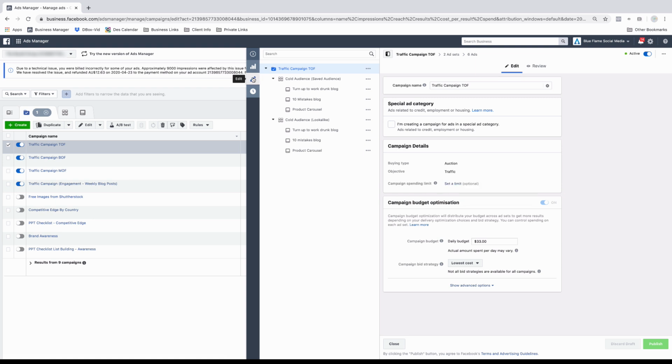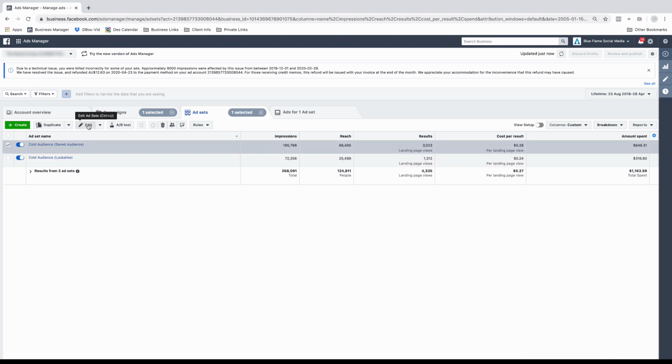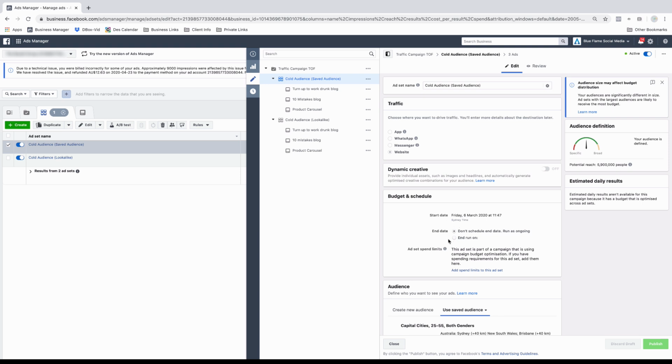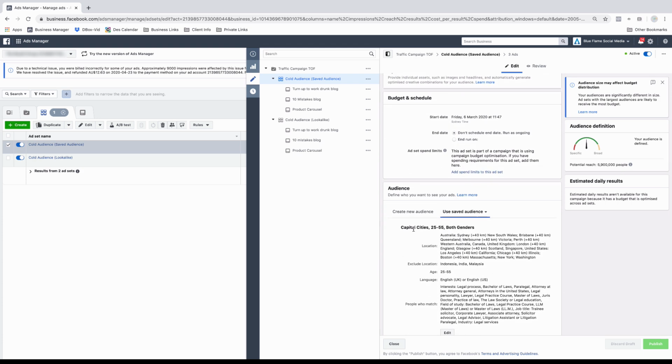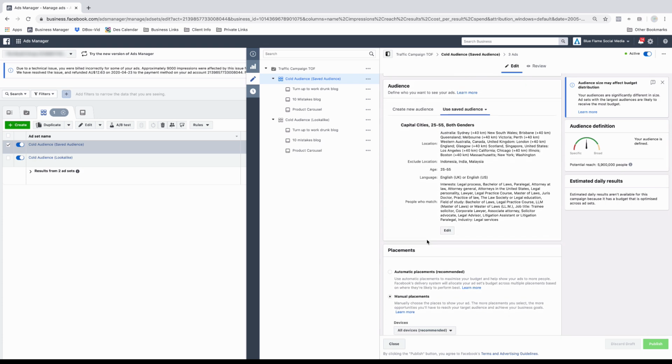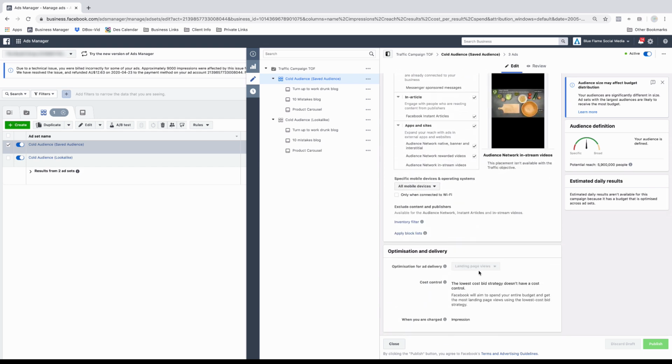Let's go and have a look at our ad sets. So I have a saved audience and a cold audience. They're obviously trying to see which of these is feeding out better. I can see that there's no end date on here, so I know that these are still running, and I can see that I have a fairly broad target, manual placements, and we're optimizing for landing page views. I know that I'm optimizing for the right thing. I know there's no ad spend limit.